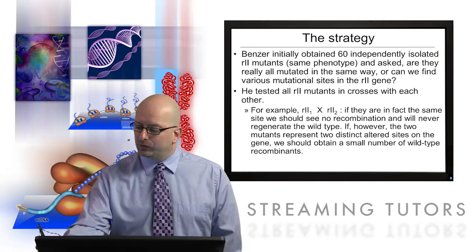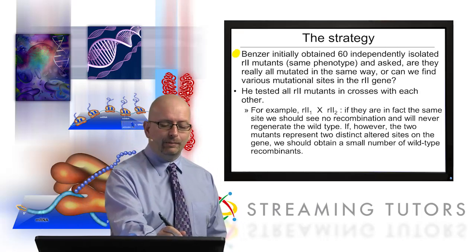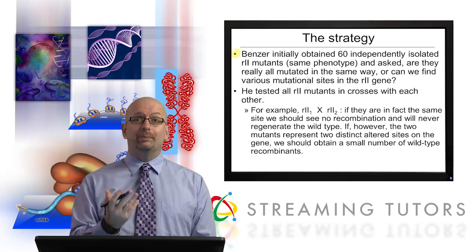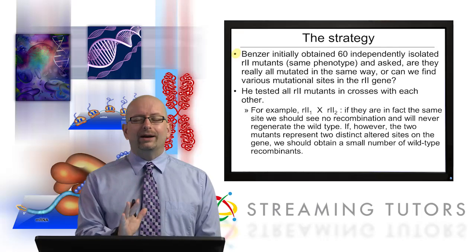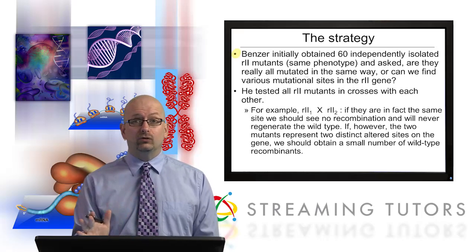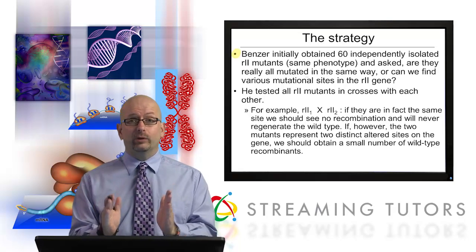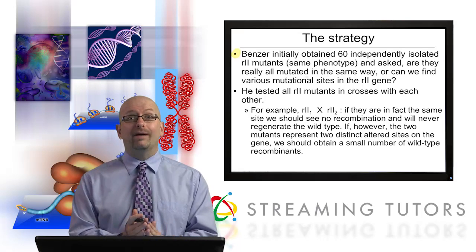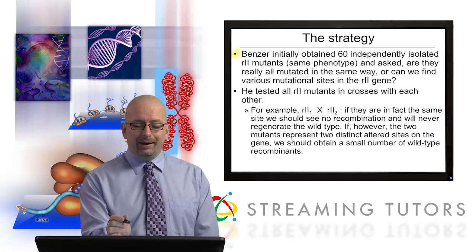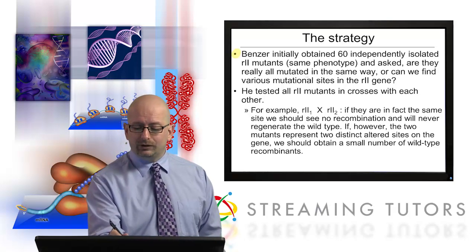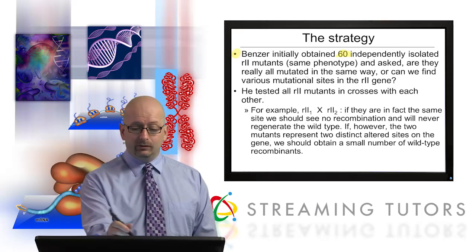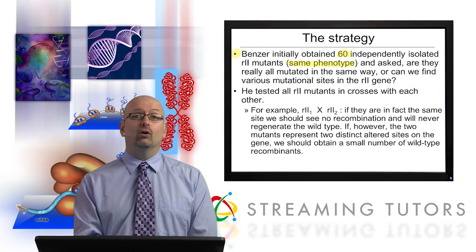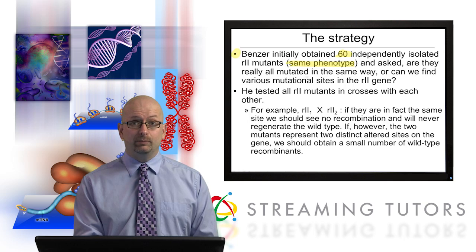Okay, so check this out because it's pretty fascinating. I remember getting a little nervous when I was a student about this part. It seemed different and it seemed difficult. Try and realize that we're trying to accomplish the same thing we've been doing with mapping, but we're doing it on a much finer level now. So basically he obtained 60 independently isolated R2 mutants. That means they all have the same phenotype. They're all rapid lysis mutants, right?